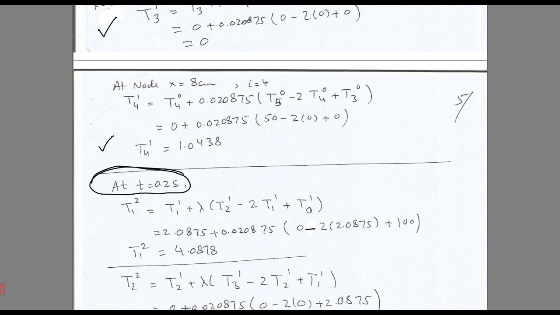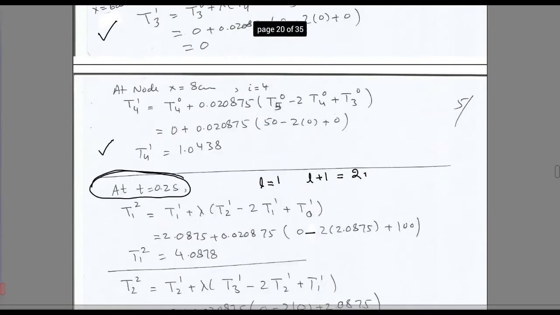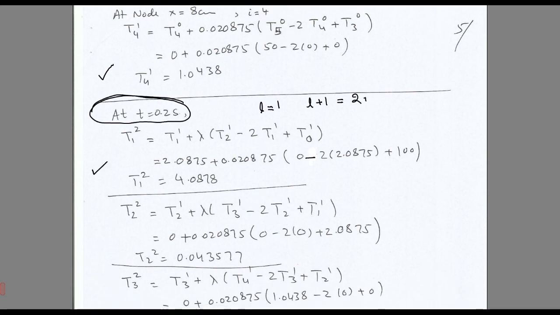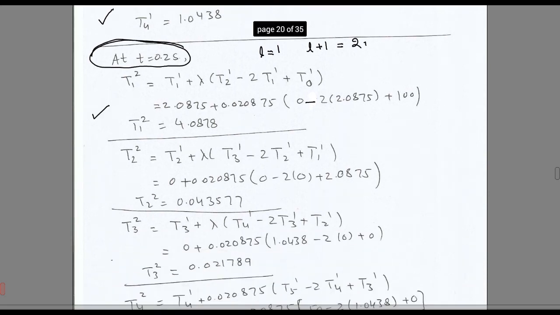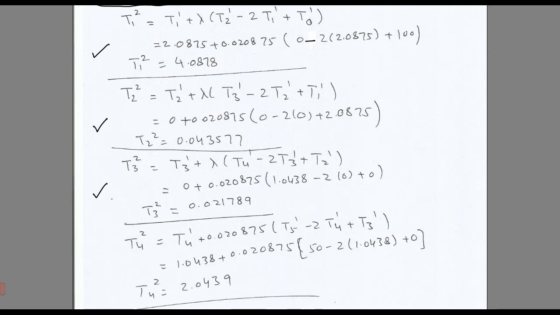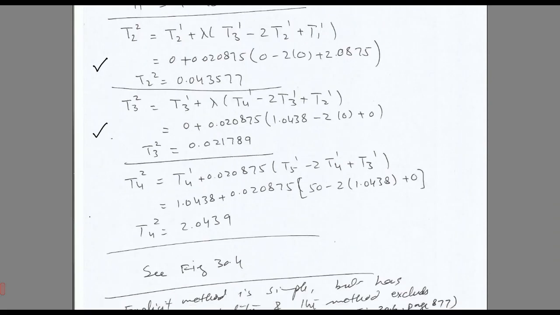Keep in mind that now L will be 1, so L plus 1 will become 2. So T_1^2 is for the first node. Here comes the second node, the third node, and this is the fourth node.